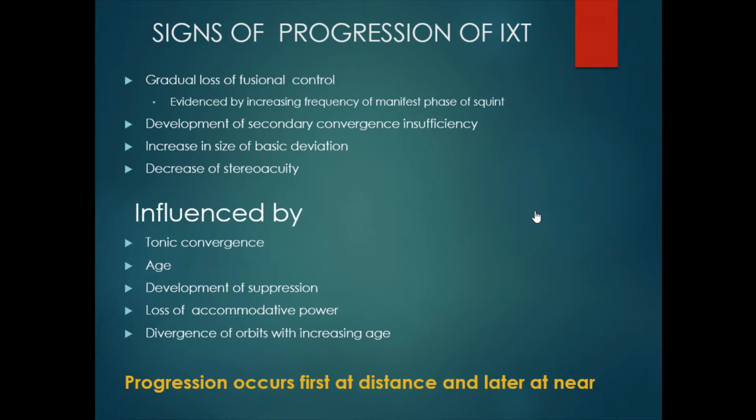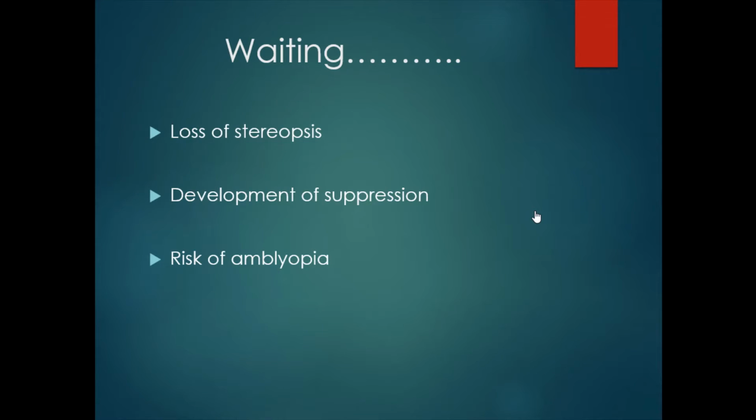How this is influenced is mainly by the tonic convergence of the patient, the age of the patient, and then the development of suppression, loss of accommodative power, and then divergence of orbits with increasing age. And more than anything, the progression usually occurs at distance than at near. So when you examine or measure these patients, always measure for distance.